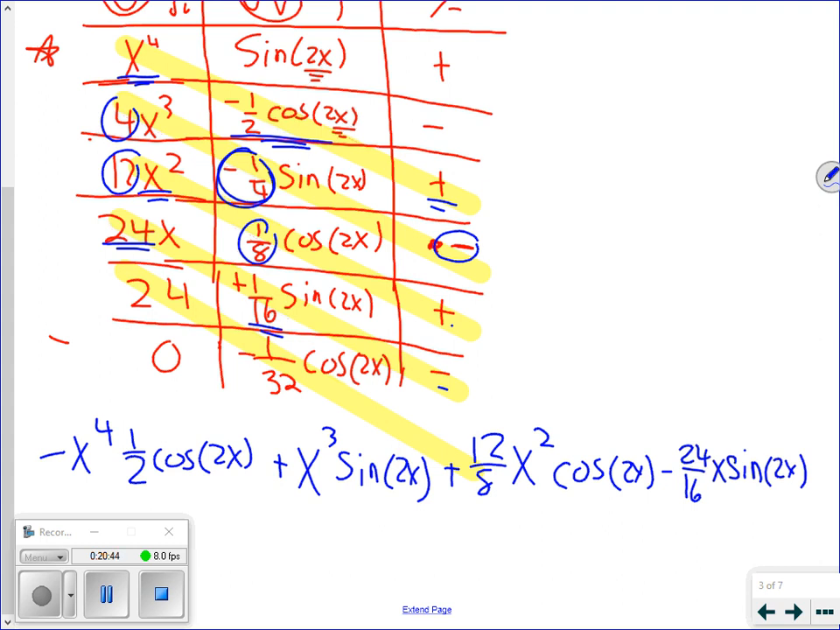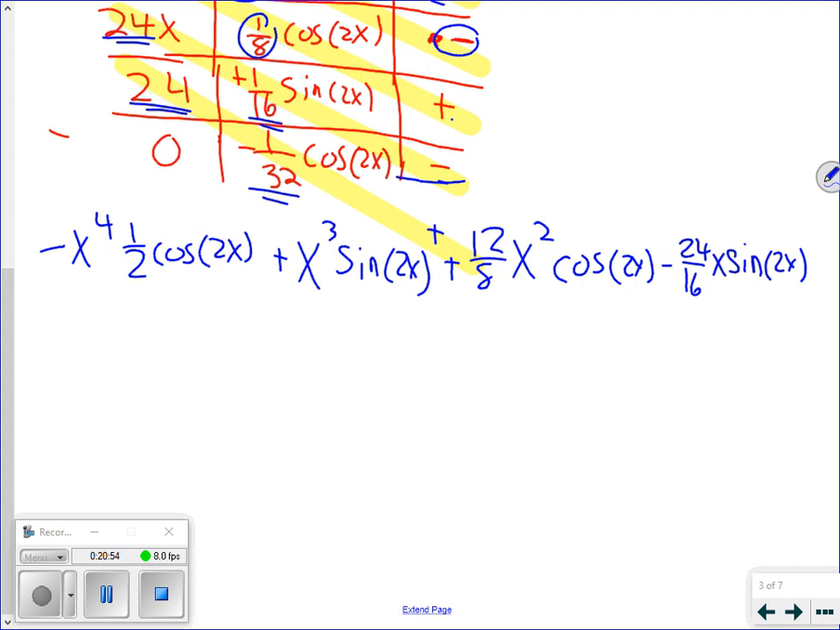And the last diagonal is 24 times negative 1 over 32, and then there's a positive down here if I keep going. So that ends up being positive 24 times negative, so that's going to be minus 24 over 32, which does reduce down to 3/4, cosine of 2x, and don't forget your plus c.